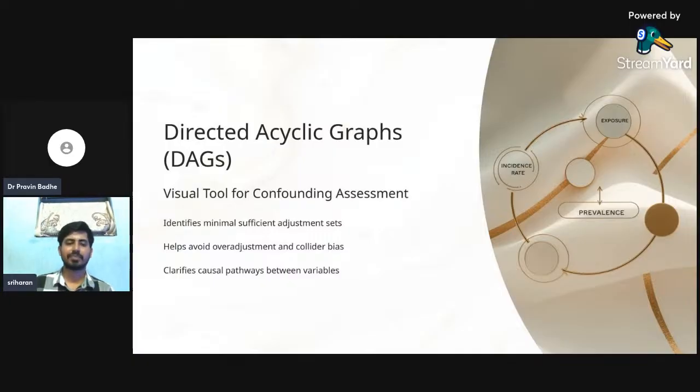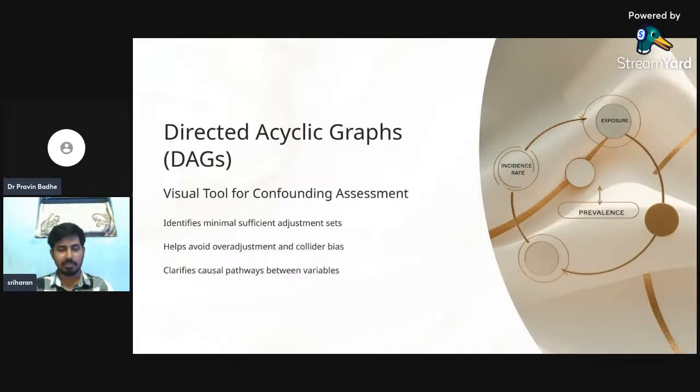in the research. This tool helps our research to adjust for confounding factors sufficiently. It helps to avoid over-adjustment. Sometimes collider bias takes place. Using this DAG, we will avoid the collider bias.